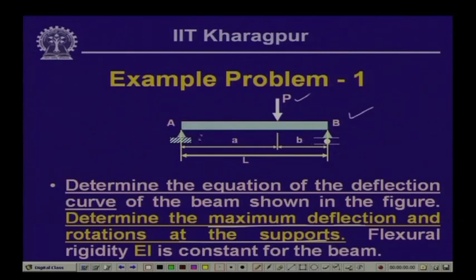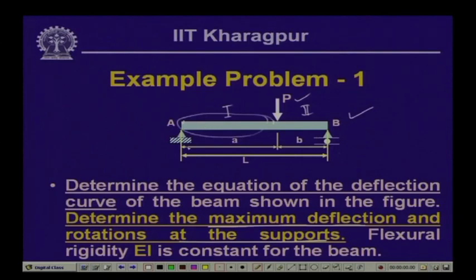The last time we started with evaluating the moment at different points. As I said, the beam we can divide into two segments, segment 1 and segment 2. From 0 to A, this will be governed by one expression of the bending moment, and from A to L it will be governed by another expression of the bending moment.